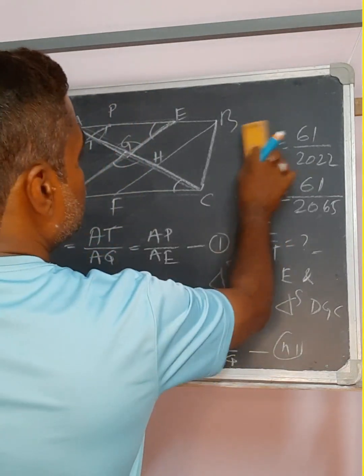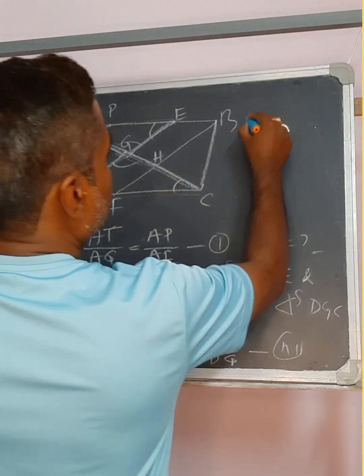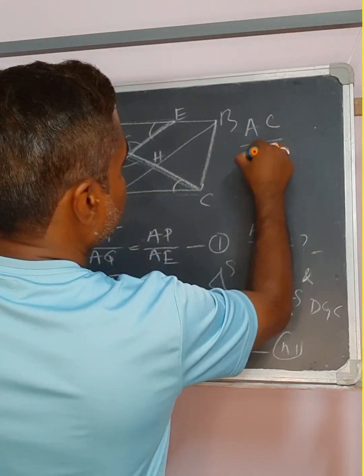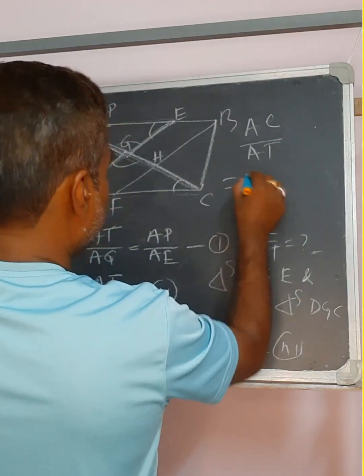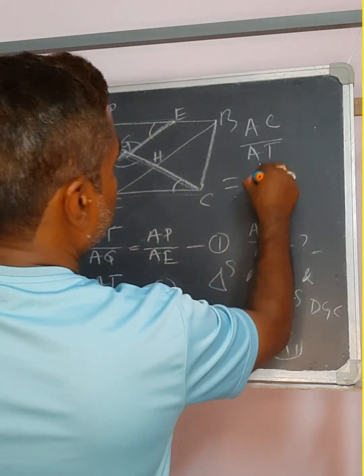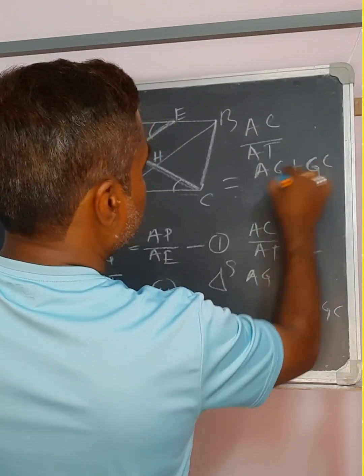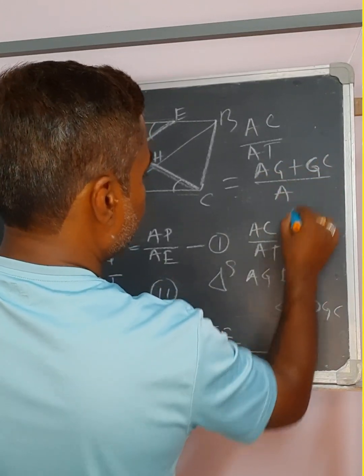Now my task is to find AC by AT. Now AC by AT is equal to what? AC, the total side, is equal to AG plus GC, so I can write AG plus GC upon AT.